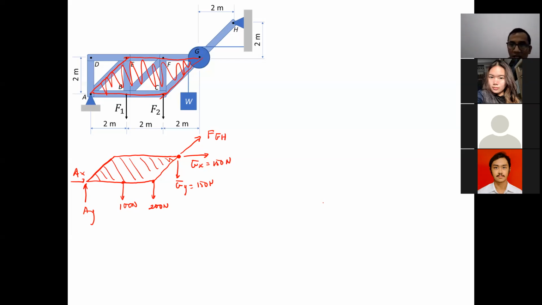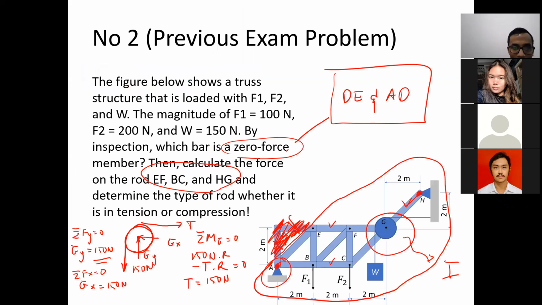Of course, right? We have three equations: sigma Fx equal to 0, sigma Fy equal to 0, and sigma moment. Three unknowns. So we can solve for that. The first one that we want to solve is FGH, because FGH is what we're after, right?